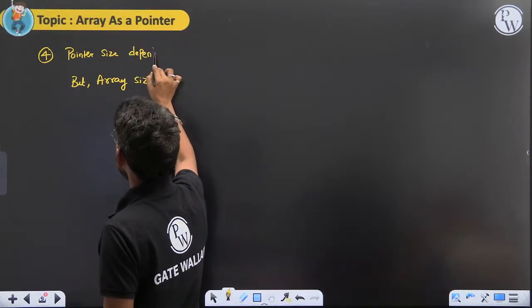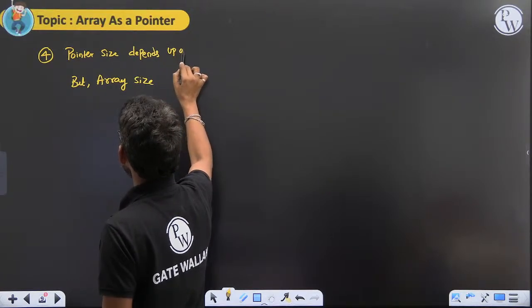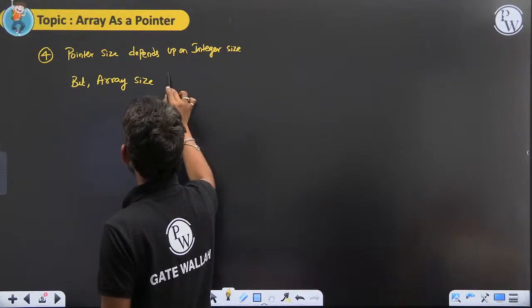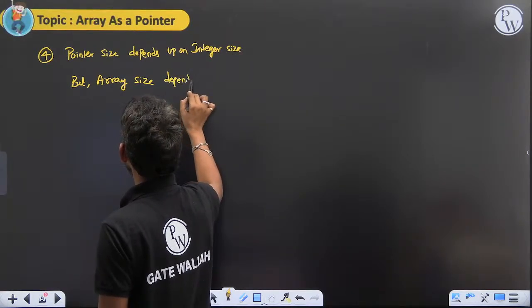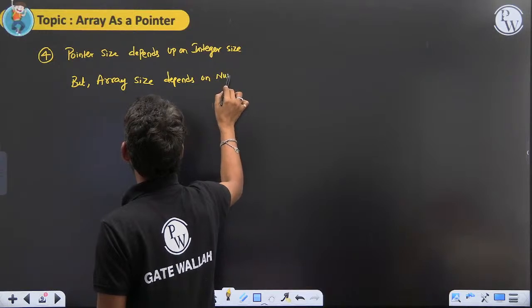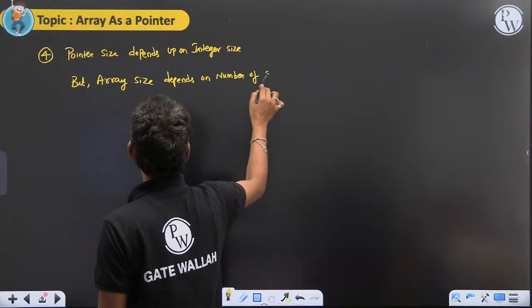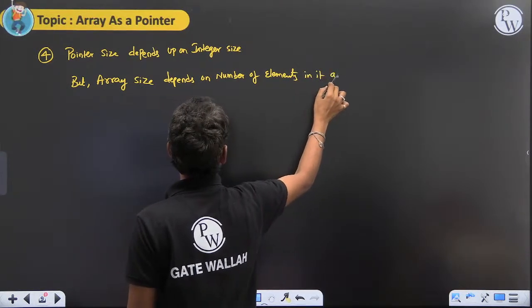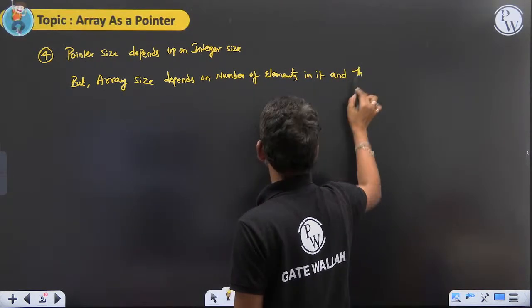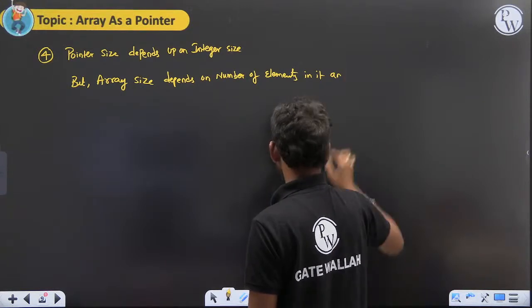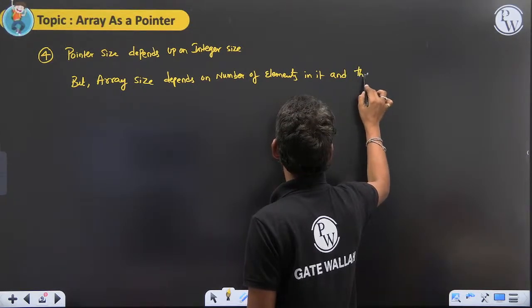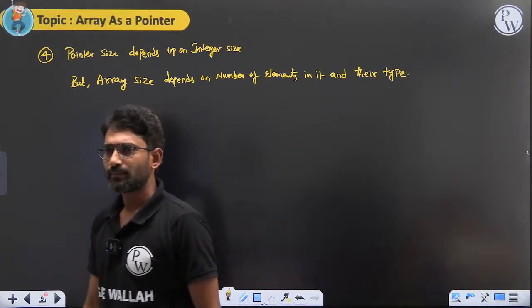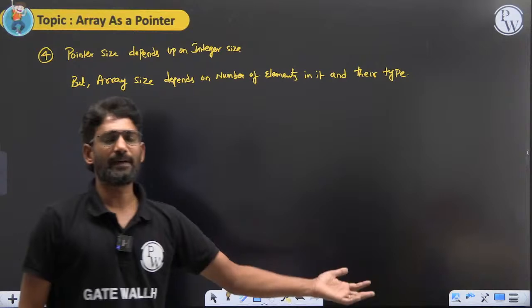Let me put it this way. Pointer size depends upon integer size. Array size depends upon the number of elements in it and their type. How many elements are there in the group and what kind of elements they are.